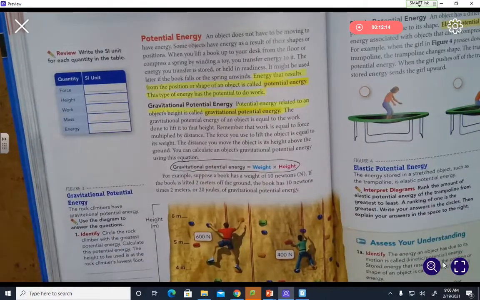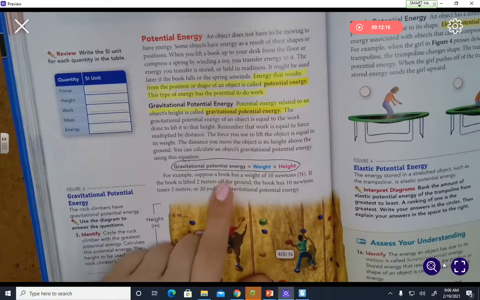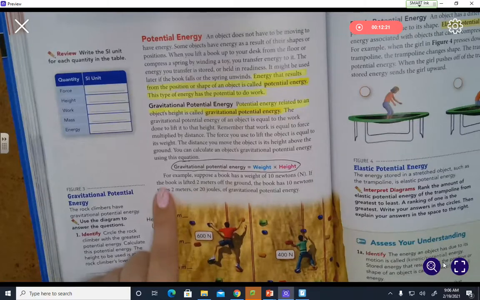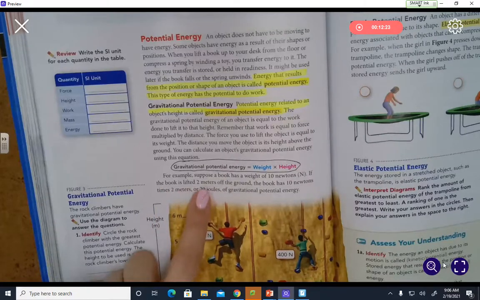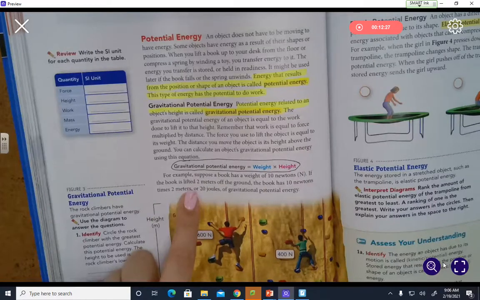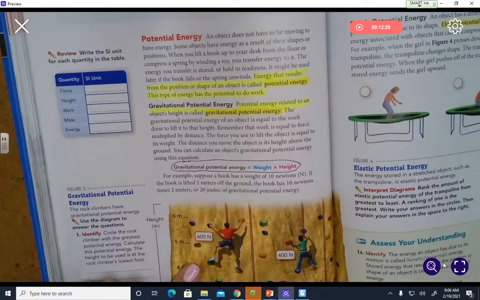For example, suppose a book has a weight of 10 newtons. The book is lifted 2 meters off the ground. The book has 10 newtons times 2 meters, or 20 joules of gravitational potential energy.